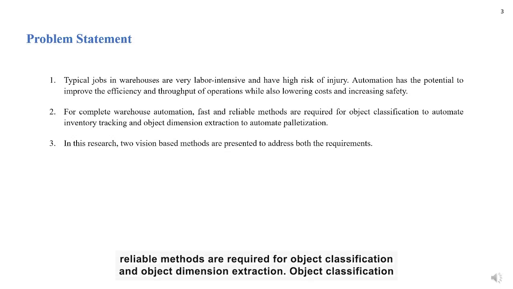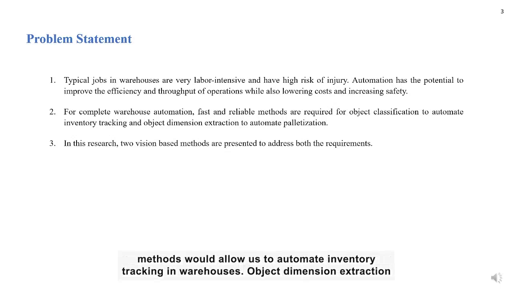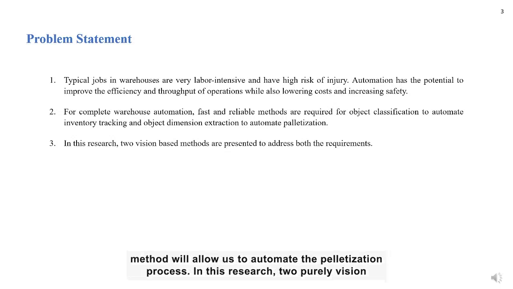Object classification methods would allow us to automate inventory tracking in warehouses. Object dimension extraction method will allow us to automate the palletization process. In this research, two purely vision-based methods are presented to address these requirements.